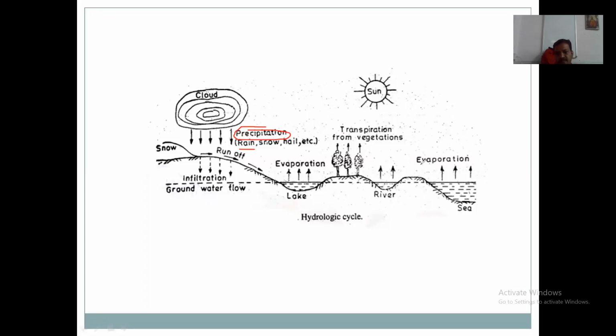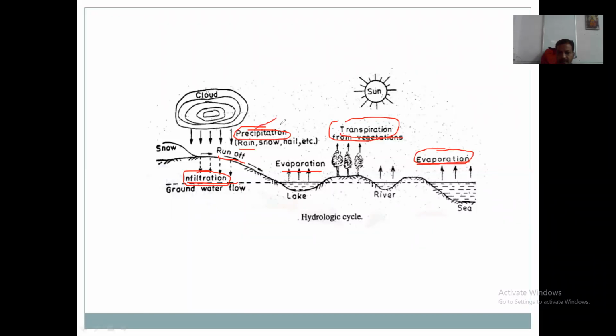Okay. After precipitation, the next term is evaporation. Evaporation losses, how to estimate and calculate those evaporation losses. Then transpiration from vegetation, and runoff we will see later. Now we are going to see evaporation, transpiration and infiltration. Infiltration is one term. These three terms we are seeing.